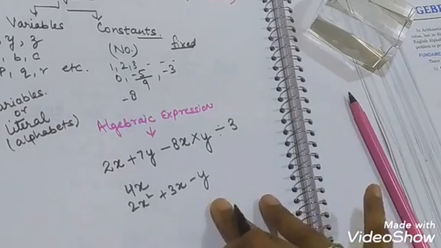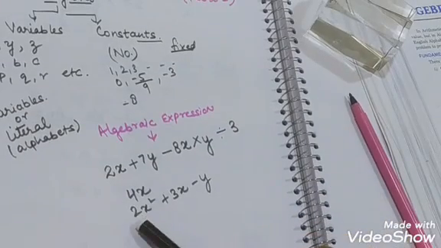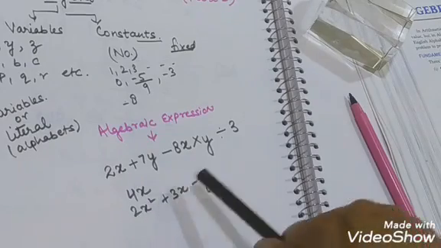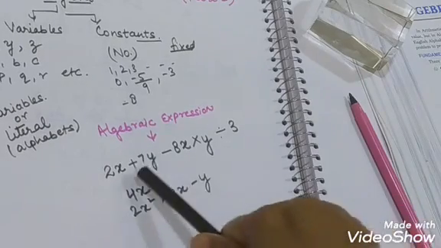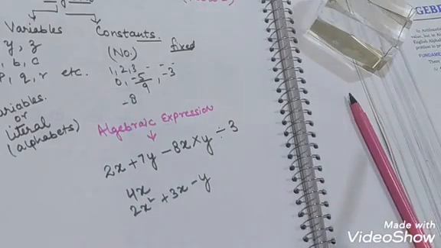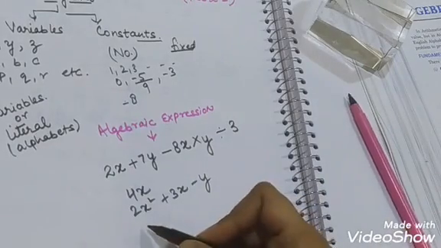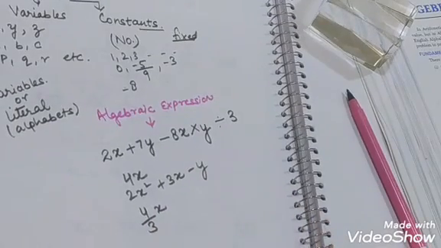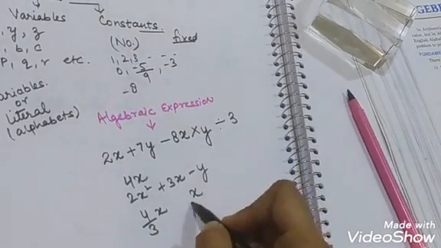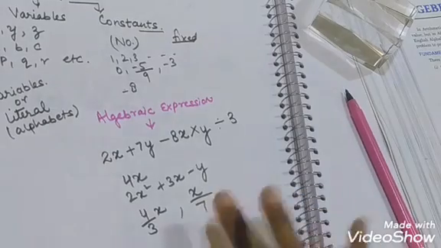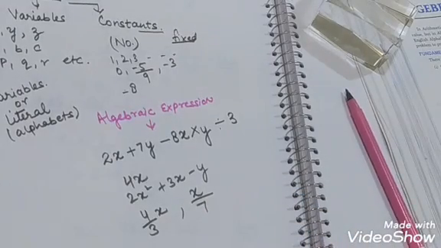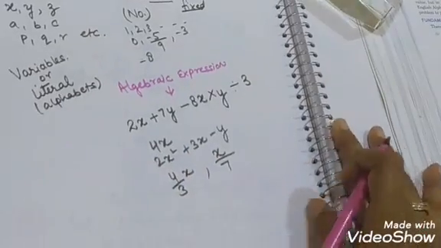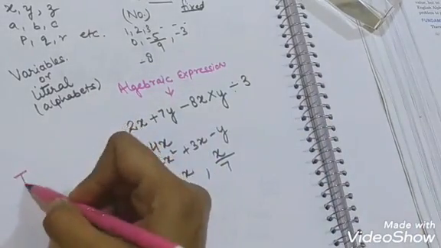So an algebraic expression contains constants and variables together with any one, any two or all of the operations plus, minus, multiplication or division. Means if I write simply 4 upon 3x, it is also an algebraic expression. If I write x upon 7, it is also a kind of algebraic expression. Then we discuss terms of an algebraic expression.